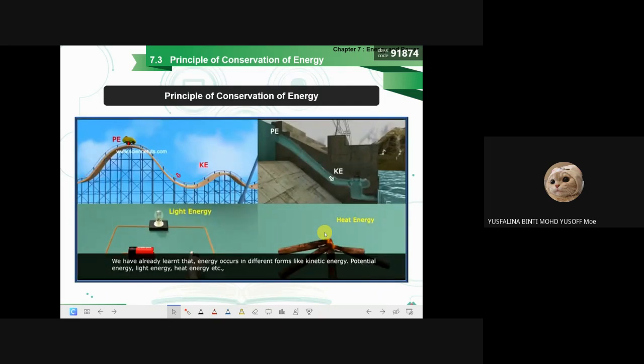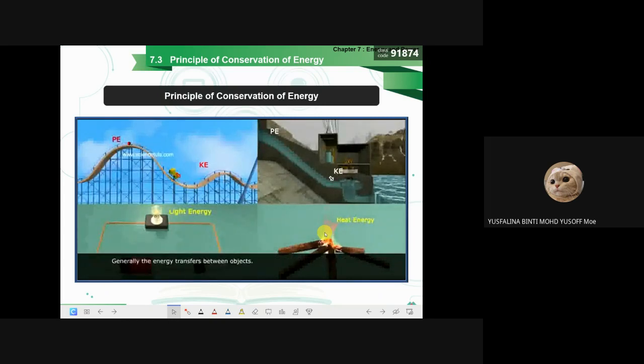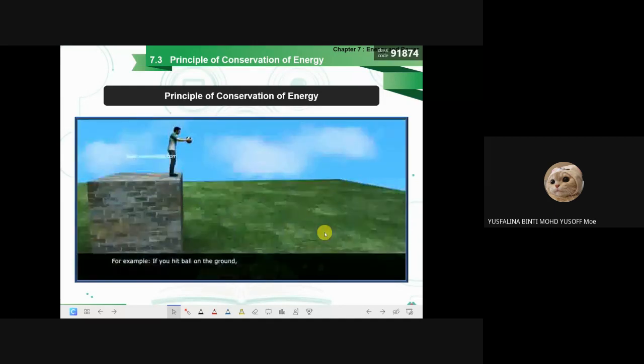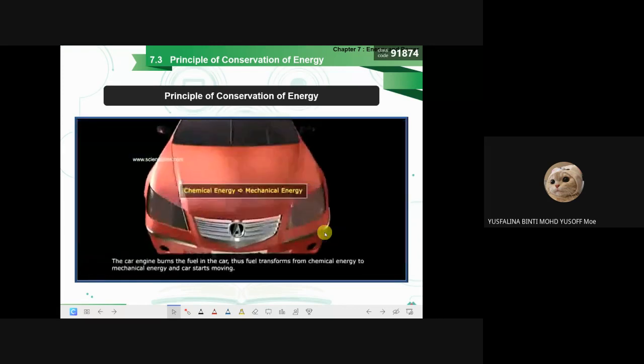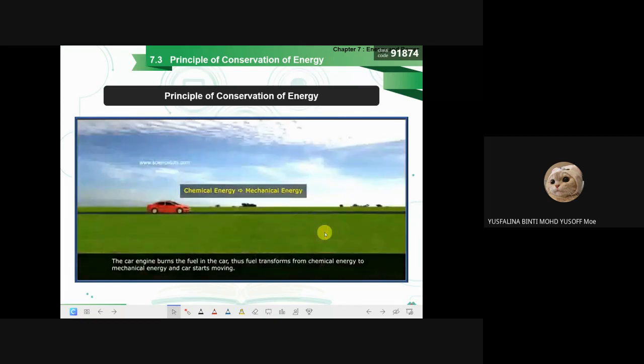We have already learned that energy occurs in different forms, like kinetic energy, potential energy, light energy, heat energy, etc. Generally, energy transfers between objects. For example, if you hit a ball on the ground, energy has transferred from you to the ball, and the ball starts moving. The car engine burns the fuel in the car. Thus, fuel transforms from chemical energy to mechanical energy, and the car starts moving.